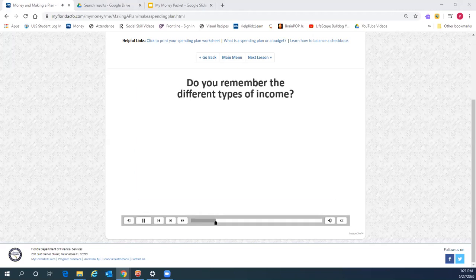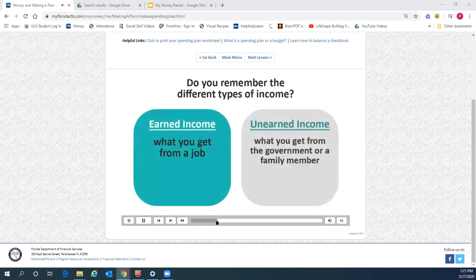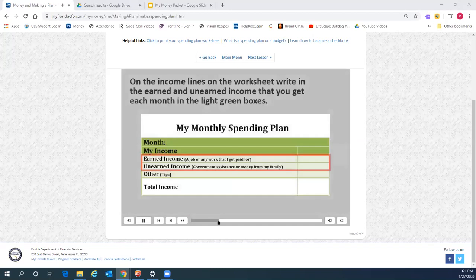Do you remember the different types of income? There is earned income, what you get from a job, and there is unearned income, what you get from the government or a family member. On the income lines on the worksheet, write in the earned and unearned income that you get each month in the light green boxes.